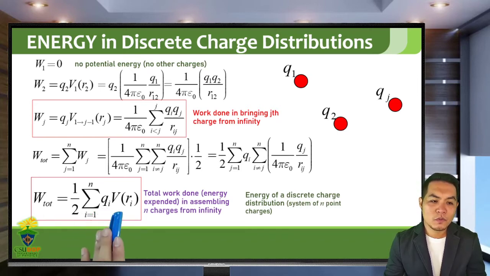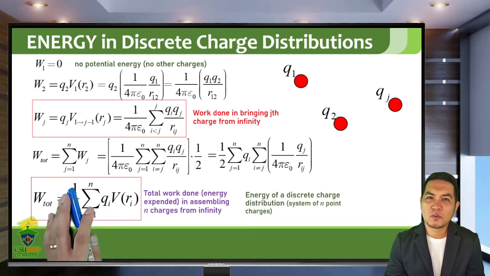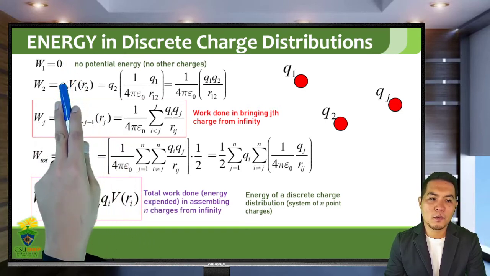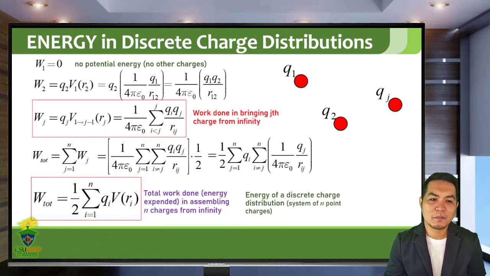Note that you can use this equation if your number of charges is very large, but if you just have 1, 2, 3, or 4 charges, you can just solve the work one by one and add them together and not use this equation.